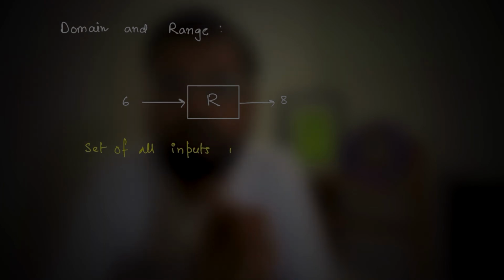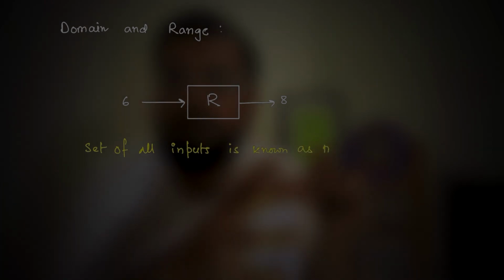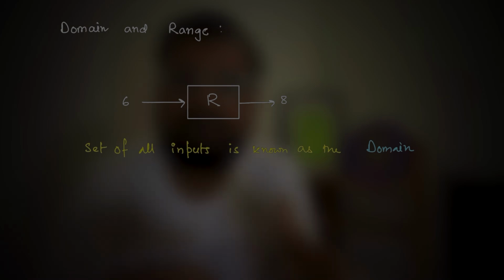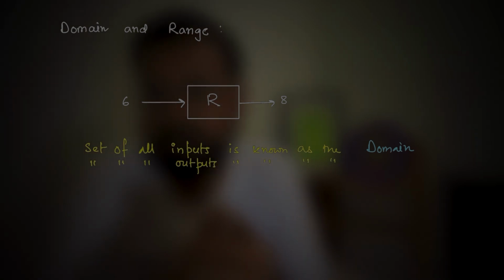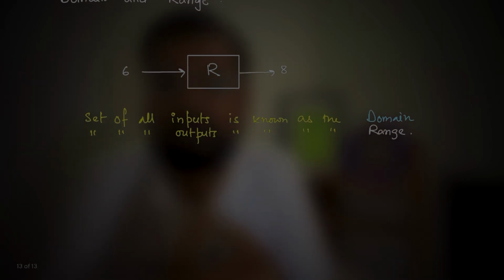So there is a certain field that you can take inputs from, right? That set where you can take inputs from is known as the domain of the relation. What is the domain of the relation? The set of all possible inputs. And the set of all possible outputs is known as the range of that relation. I hope this is clear.